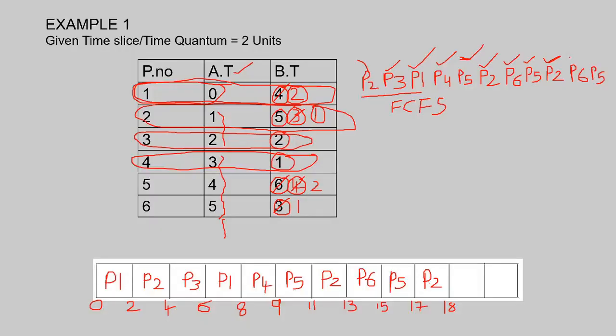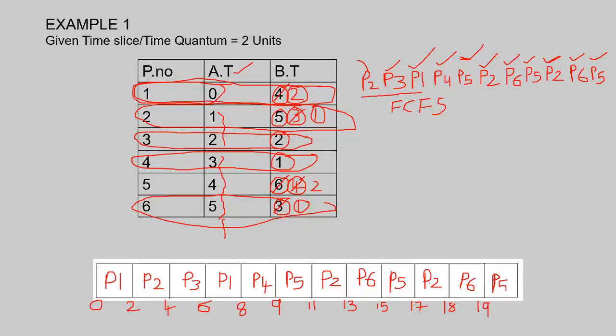Now select the next process from the queue. It is P6. P6 also needs only 1 unit, so it is going to complete now. 18 plus 1, it is 19. So don't send P6 to the queue now because it has already completed. Now the last process which is remaining in the queue is P5.